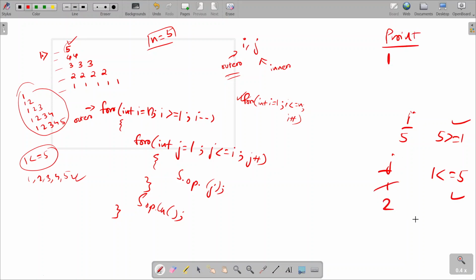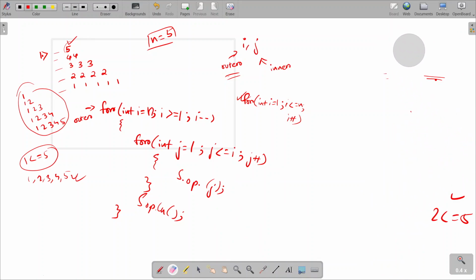So it will print 1. Then j will be incremented to 2, 2 is less than or equal to 5, so it will print 2. Then it will become 3, it will print 3, then 4, 5, and so on. But no, we don't want our first line to look like this. We just want our first line to be a single 5. So the j loop is incorrect. We have to make some modification to it.